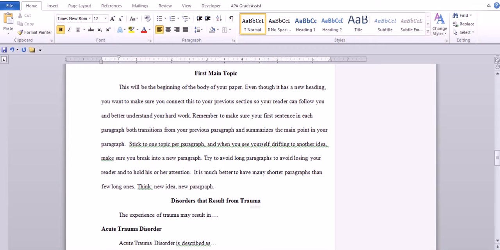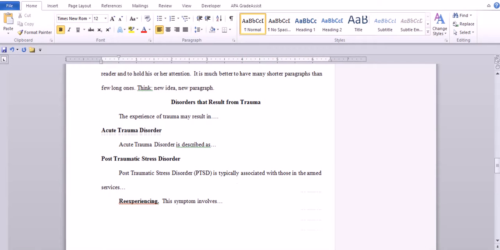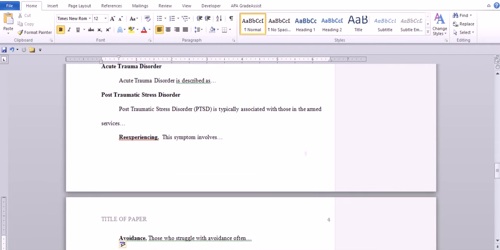My main topics are going to be in bold and centered. Now I've got some subtopics here. I'm going to divide that main topic of disorders that result from trauma into two subtopics. I'm going to discuss acute trauma disorder and I'm also going to discuss post-traumatic stress disorder. But when I get to post-traumatic stress disorder, I feel like my reader needs to understand that there are three main symptom groups that a person with PTSD might experience. So then I want to further break that up into more subgroupings.